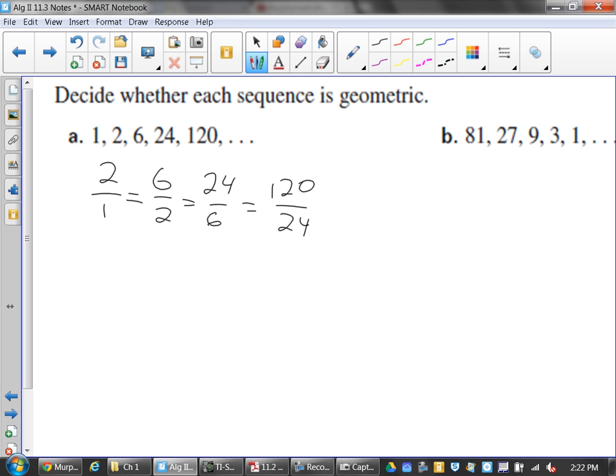So, is 2 over 1 the same as 6 over 2? No. So is that geometric? No. You need to go to the next problem. What is it then? I don't know. It's just not geometric. Okay?